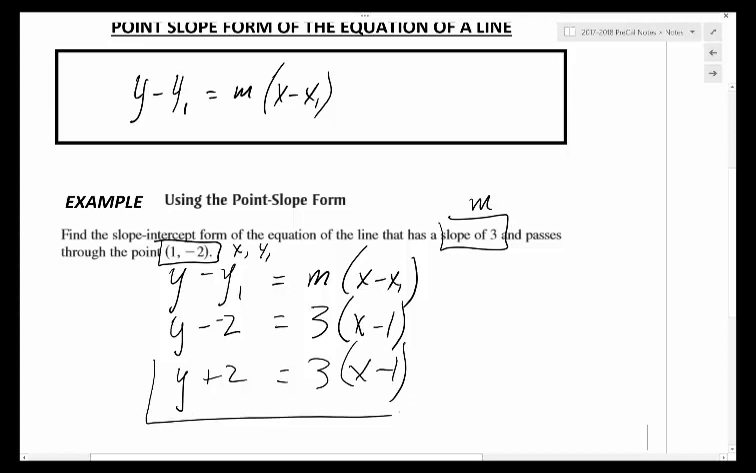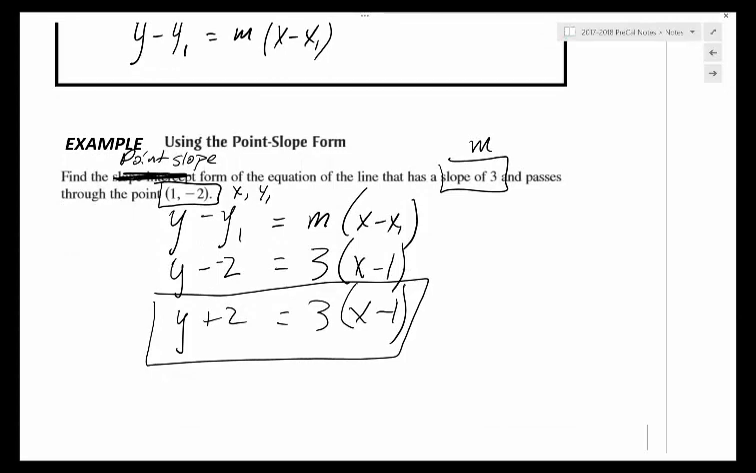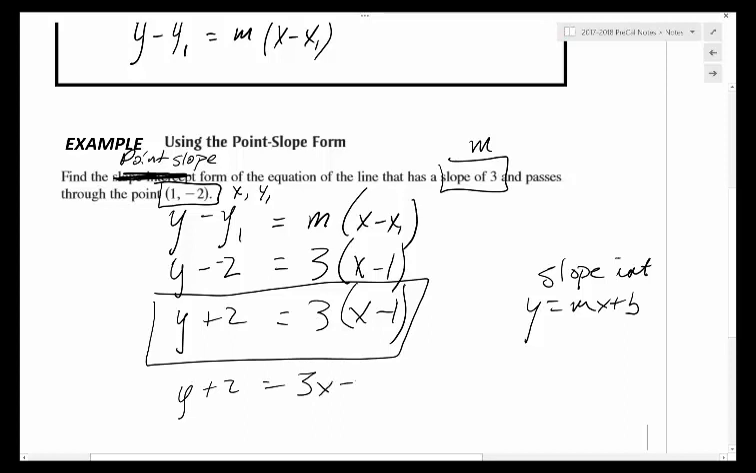That right there, that is my solution, because it said slope intercept here, but I really wanted point slope. But if I wanted to make it slope intercept, which is the format of y equals mx plus b, then all I'd have to do is distribute my 3 through and subtract 2.